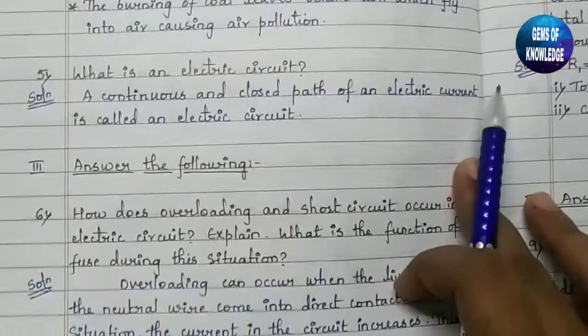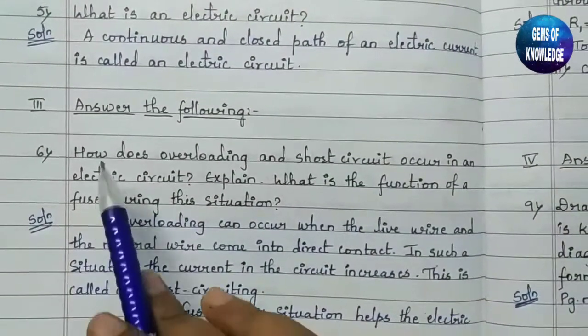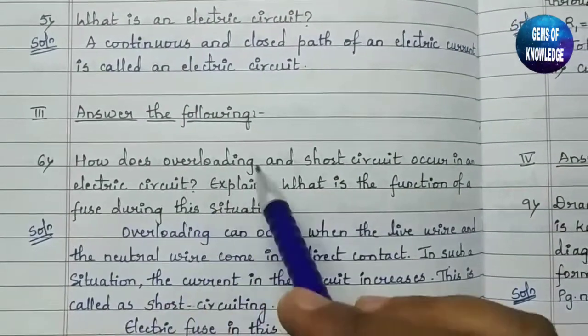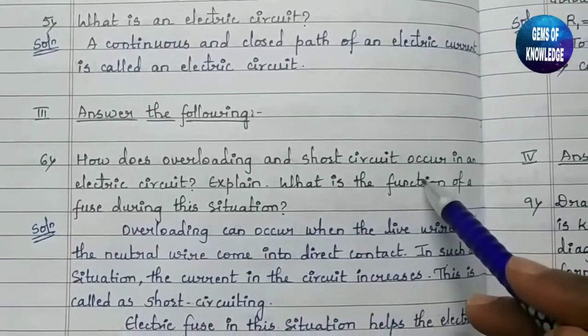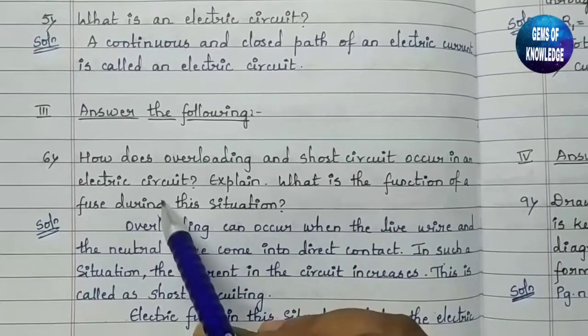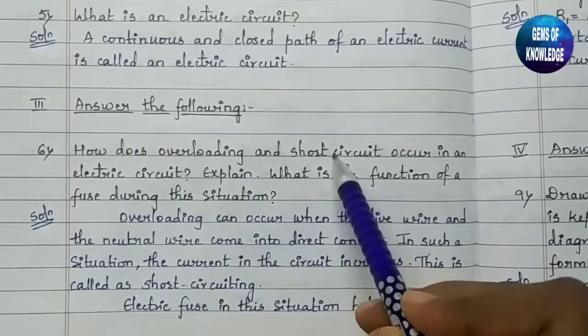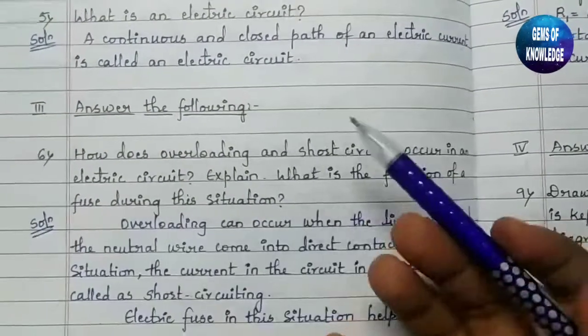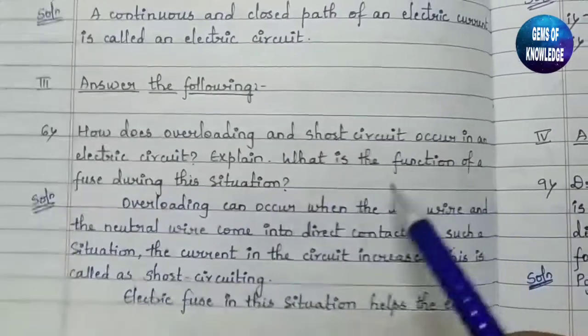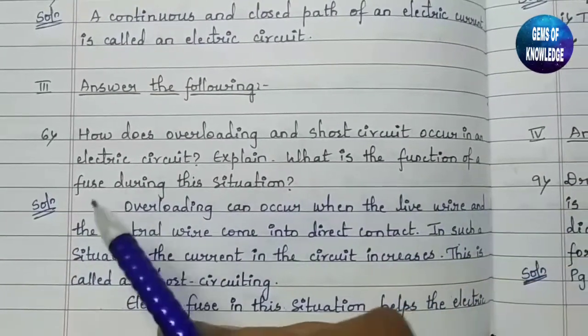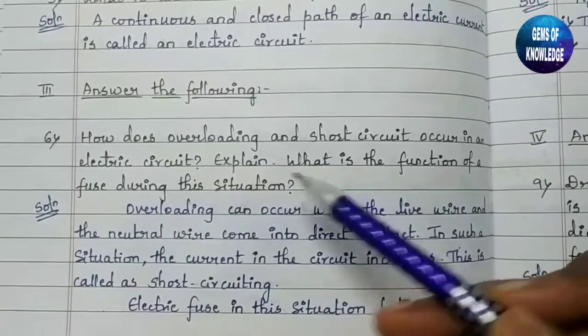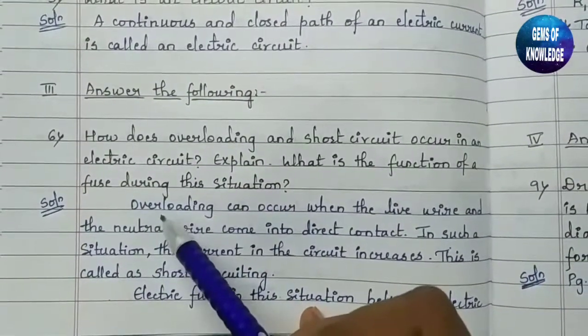Then comes the third one. In the third case, the question is given as, how does overloading and short circuit occur in an electric circuit? So you need to explain overloading and short circuit, how it happens, okay? And you need to explain what is the function of the fuse during this situation. So here you can see the solution to this.